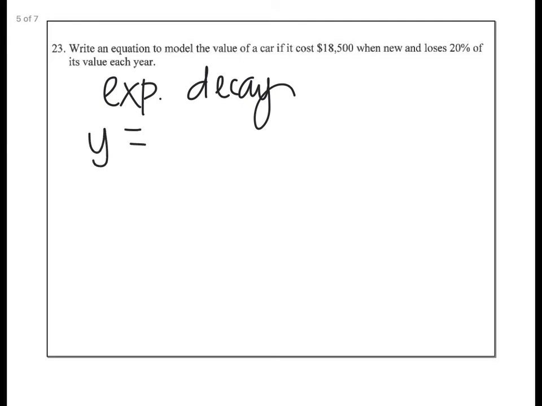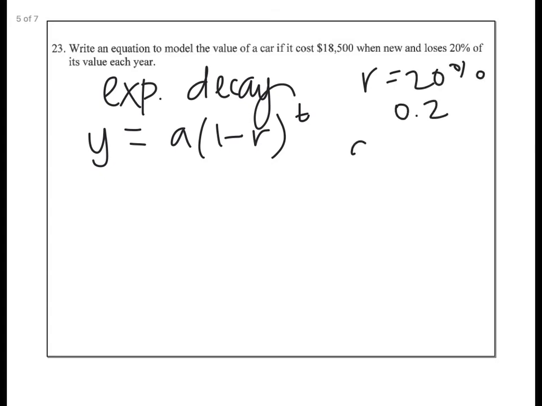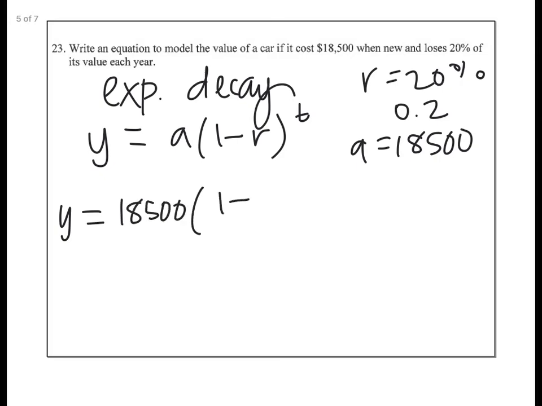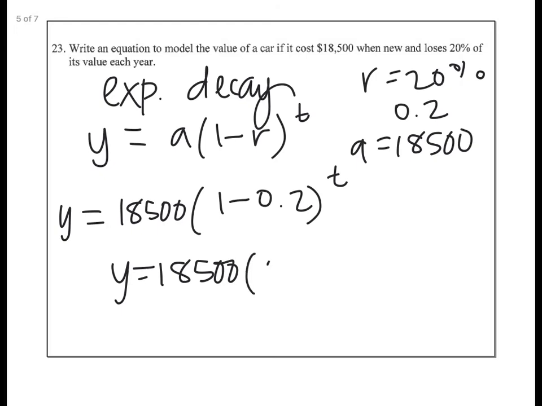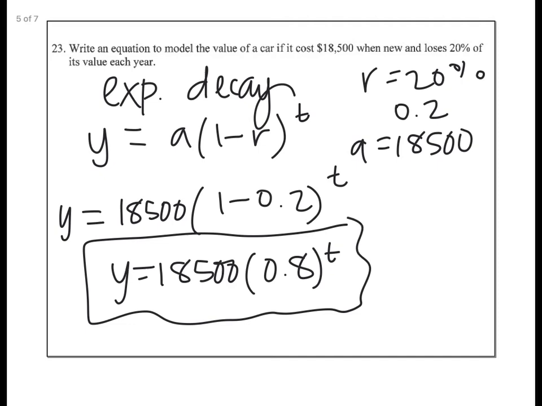So equation looks similar to exponential growth, but it's going to be minus the r because we're losing money on it. So here the r is 20%. We want it as a decimal, so 0.2. A is 18,500. That's how much I paid for it originally. So I'd have y is equal to 18,500 times 1 minus 0.2 to the power of t. Can simplify the parentheses, so I get 18,500 times 0.8 to the power of t. And then, I could plug in any number for t from here and see what my car is worth after 1 or 2 or 5 or 10 years.